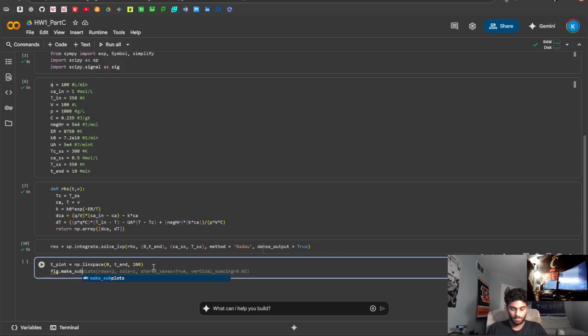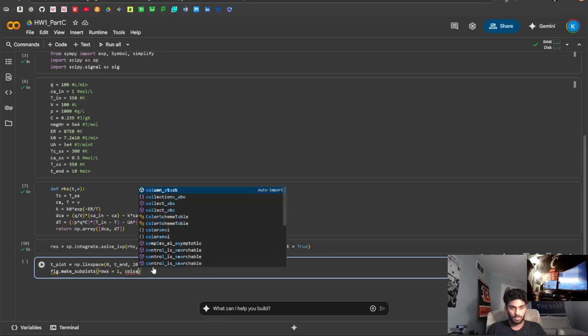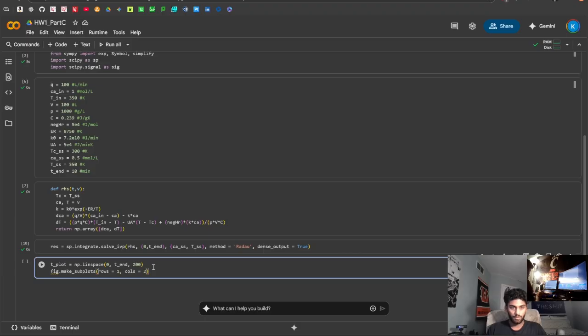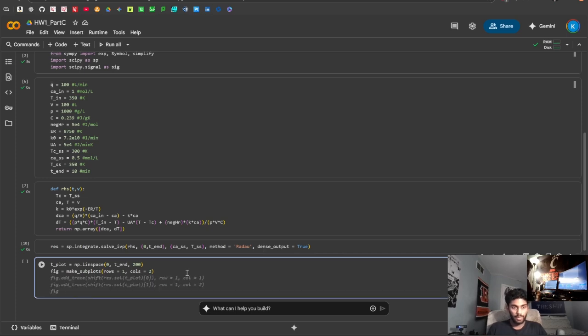Subplots. And I'm going to want to set this up to have 2 columns in 1 row. So I'm going to say rows equals 1, cols equals 2. Right? And now let's add our scatters.